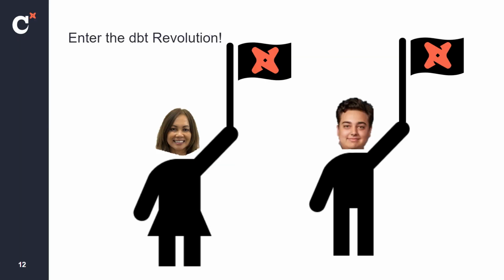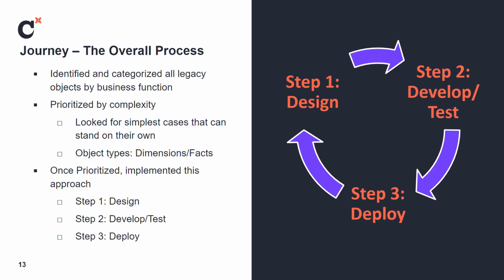Then enter the DBT revolution. Remember the keyword, revolution. This is the journey. This is the hardest part. The very first thing, you're going to have to identify and categorize all your legacy objects by business function. You have to prioritize by complexity. And then you want to pick the simplest case for you to do the conversion.